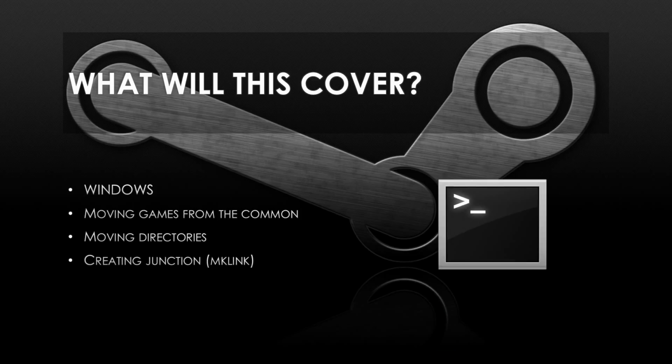And we're going to be talking about creating a junction file using mklink. This is not a shortcut, so this won't work if you just try to create a shortcut file to it. This has to be a junction file, and I'll explain why when we get to that part of the video.